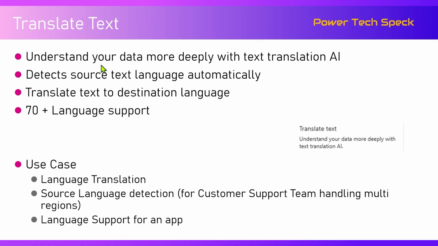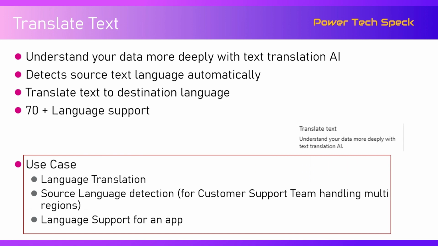It detects the source text language automatically and then tries to translate the text into the destination language. There are more than 70 languages currently supported. Now, when do we use translate text? The use case for this is language translation. If you have a service which translates the language from source to destination, you can use the language translation service for your application.